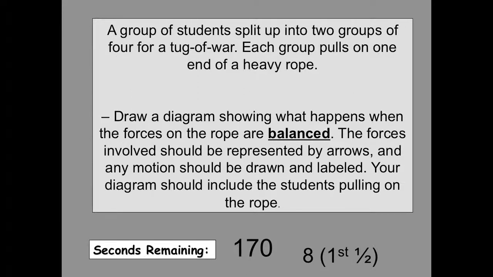Here you're going to draw a diagram showing what happens when the forces on the rope are balanced. The forces involved should be represented by arrows, and any motion should be drawn and labeled. Your diagram should include the students pulling on the rope. So you're drawing the tug of war, showing balanced forces. You're also going to show the motion and the arrows of the force.